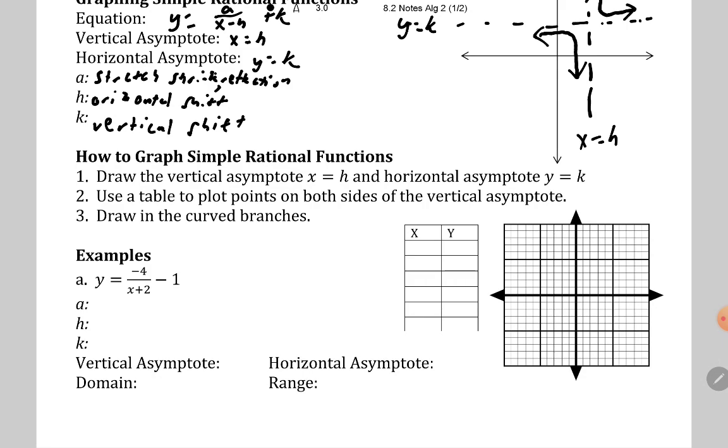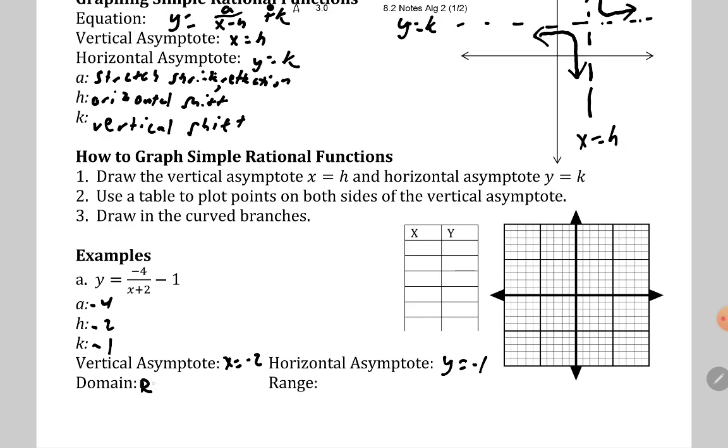So let's do an example here. So y equals -4 over x plus 2 minus 1. So let's figure out our variables here. A is the number on top, -4. H, okay, remember we always want to use the opposite, so if it's +2, it's -2. Because our equation is x minus h. So x plus 2 means that 2 is actually negative. So k always tells the truth, -1. Vertical asymptote x equals -2, horizontal asymptote y equals -1. Okay, because this is x equals h, y equals k.